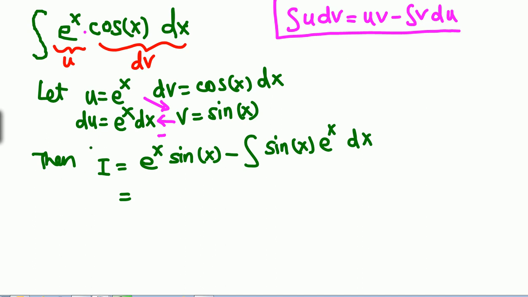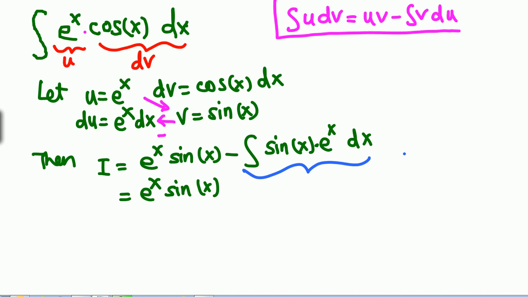So the original integral equals e^x sine x. This part is settled. We still have a product of two functions, sine x and e^x. Then we have to go for integration by parts one more time. So we need to find new u and dv, just for this part.